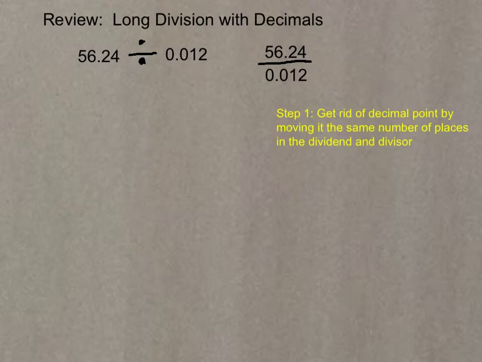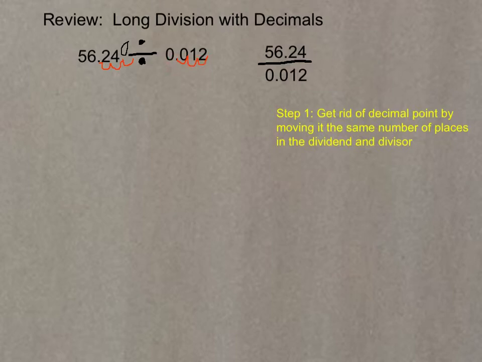get rid of them. We can do so by moving the decimal place the same number of places in the top and the bottom, or basically in both the dividend and the divisor. So this one we only need to move it twice. This one, however, we need to move it 3 times. So to keep them even, I'm going to have to add a 0 to my dividend to make it the same number of places that I've moved my divisor.